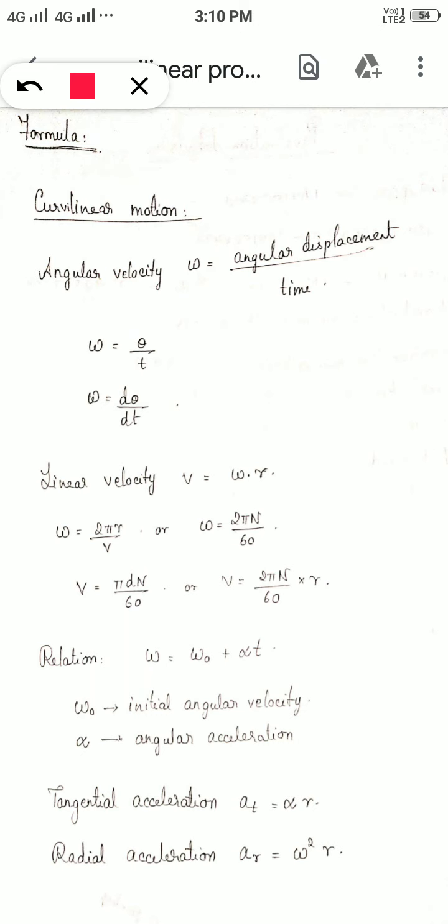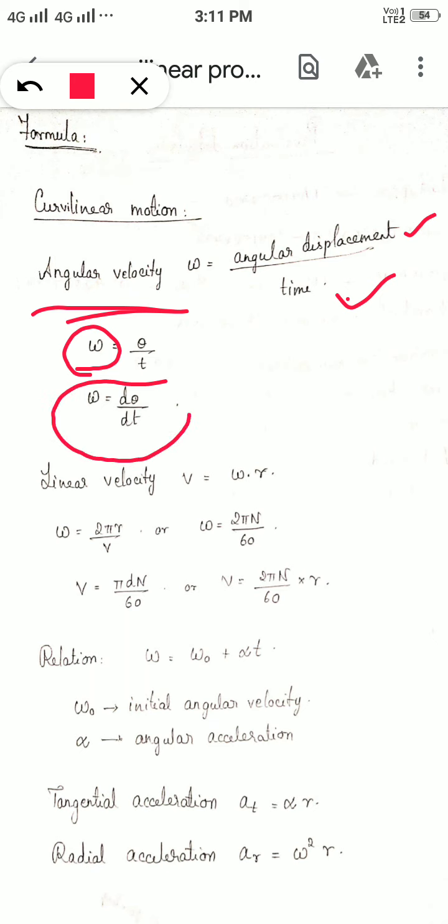So first, angular velocity. In our rectilinear motion we use the velocity symbol v, that is linear motion. When it comes to angular motion, the angular velocity is denoted as omega, or you can simply write it as w, which is equal to angular displacement theta divided by time t. So whenever they ask us to find angular velocity, we have to use the formula omega is equal to d theta divided by dt.